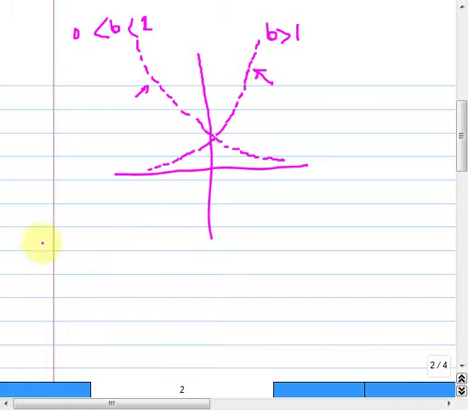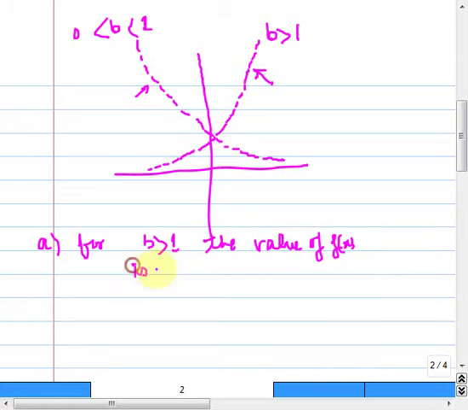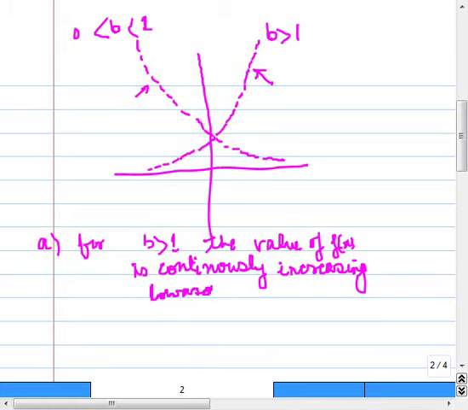What are the properties of these graphs? The properties are, for b greater than 1, the value of f(x) is continuously increasing towards infinity, and for b between 0 and 1, the value of the exponential function is continuously decreasing.